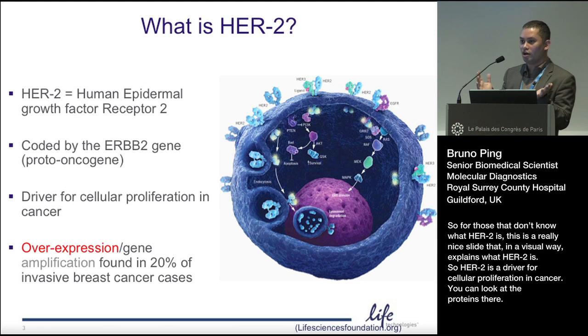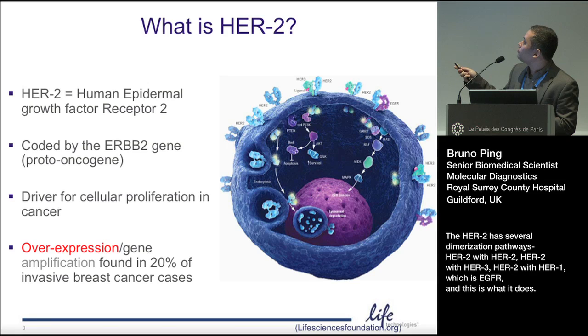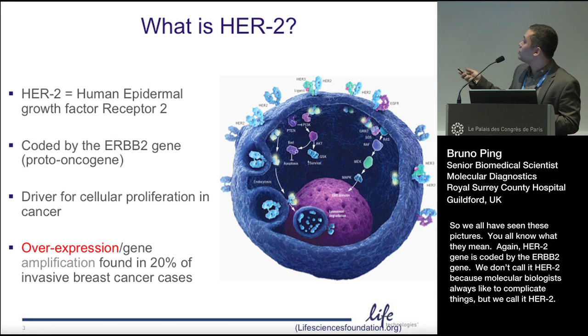For those that don't know what Her-2 is, this is a really nice slide that explains it in a visual way. Her-2 is a driver for cellular proliferation in cancer. You can look at the proteins there. Her-2 has several dimerization partners: Her-2 with Her-2, Her-2 with Her-3, Her-2 with Her-1, which is EGFR, and this is what it does. We all have seen these pictures, and we all know what they mean.